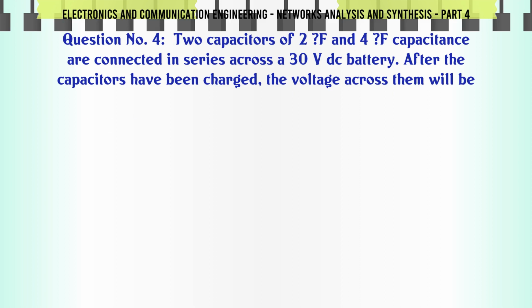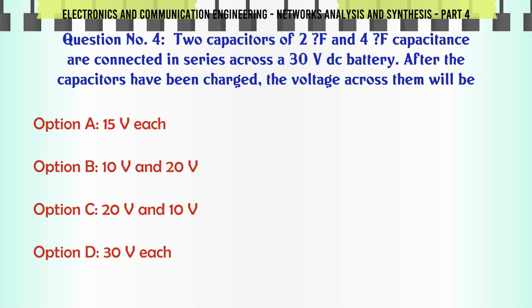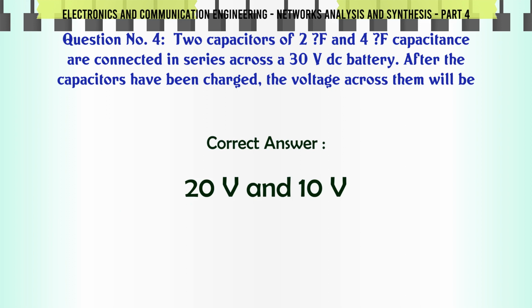Two capacitors of 2 μF and 4 μF capacitance are connected in series across a 30 V DC battery. After the capacitors have been charged, the voltage across them will be A: 15 V each, B: 10 V and 20 V, C: 20 V and 10 V, D: 30 V each. The correct answer is 20 V and 10 V.